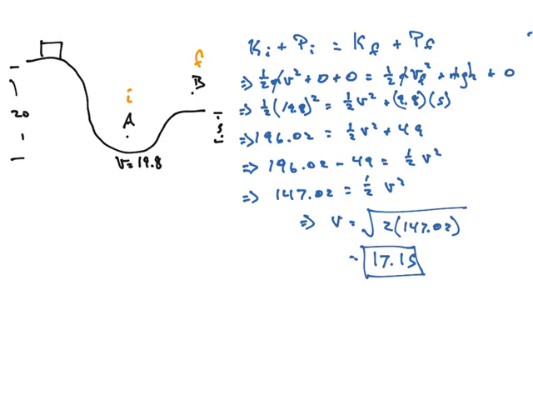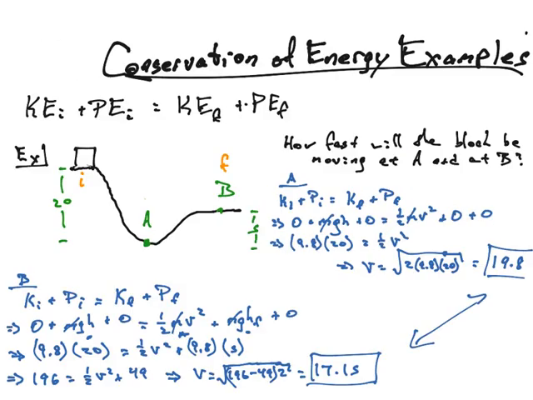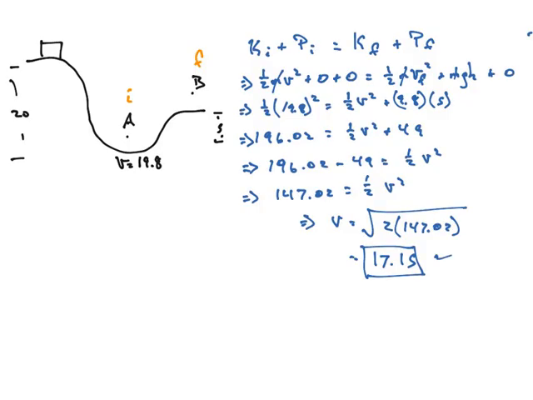Now my hope is that this is the same answer I had before. Because again, I get to choose what my initial and final positions are. It doesn't matter. Of course, the final should be B because that's what I'm looking for. But the initial state, it doesn't matter where I choose. So the fact that I chose a different initial state should not change my final answer. So what did we get? 17.15 here, 17.15 here. Perfect.